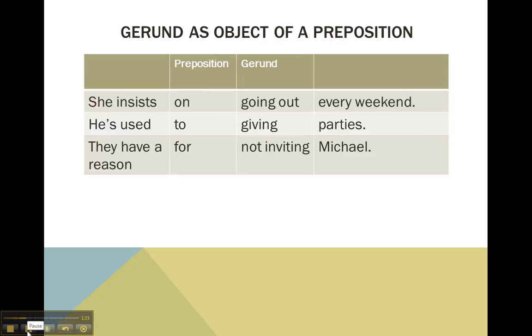And a gerund can also be the object of a preposition. The object of a preposition is a noun or a noun phrase. So since a gerund is a noun, it can be the object of a preposition.